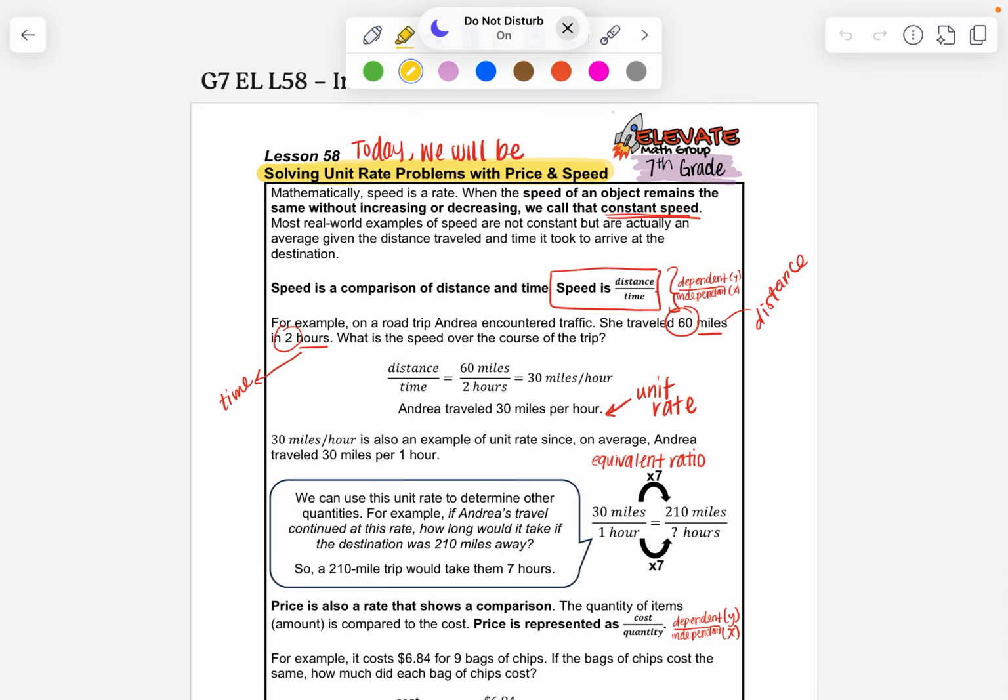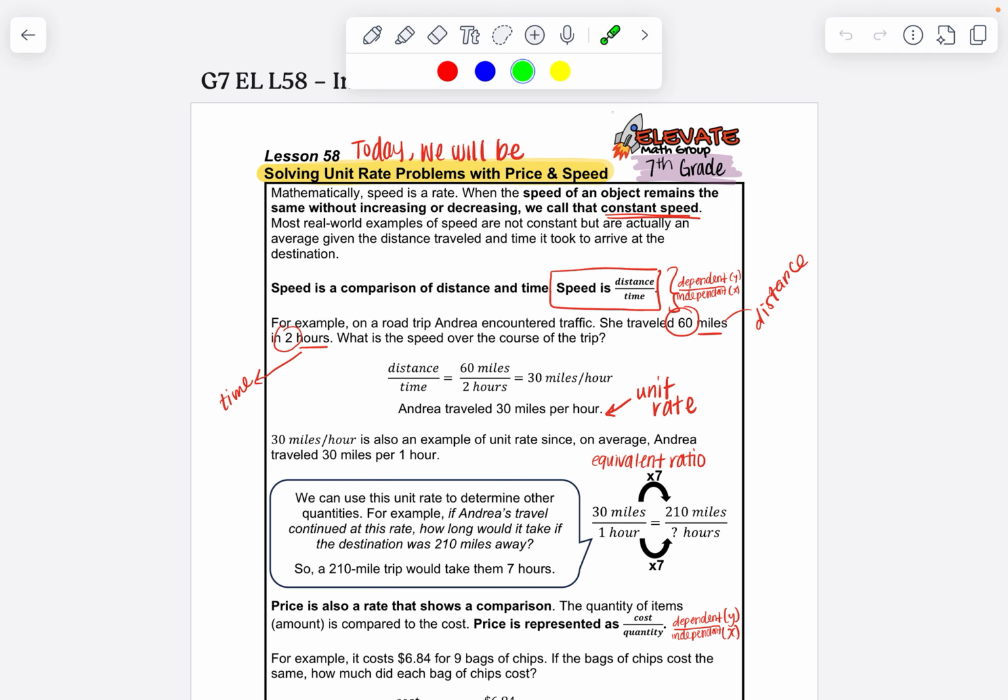Hi everyone, this is lesson 58 of 7th grade Elevate, which is on solving unit rate problems with price and speed. We will be working on this skill for the next 2 days. It tells us that mathematically speed is a rate. When the speed of an object remains the same without increasing or decreasing, we call that constant speed.